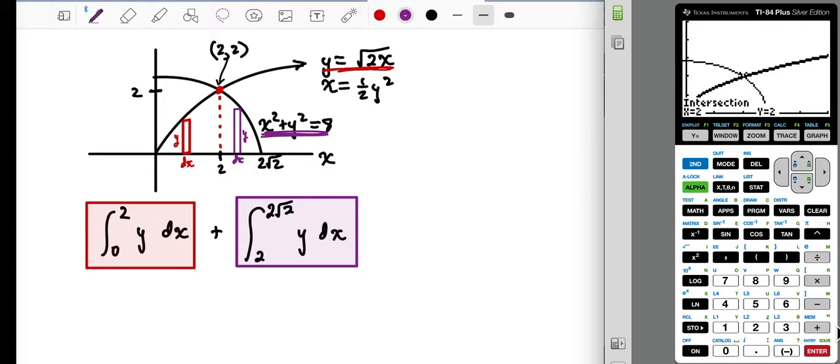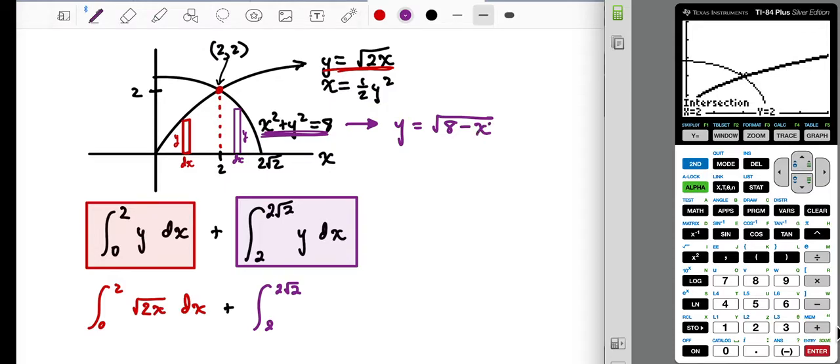All right, so 0 to 2. The y equation for this part is the square root of 2x. We got our dx plus 2 to 2 rad 2. The y here, we talked about this previously, is the same as the square root of 8 minus x squared.